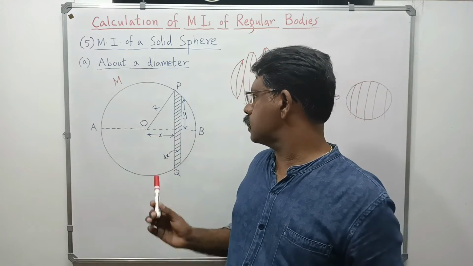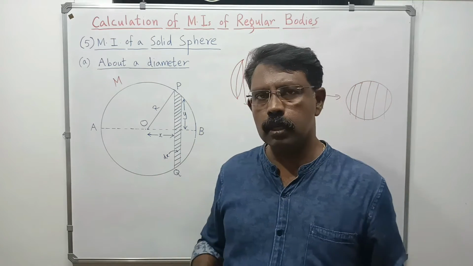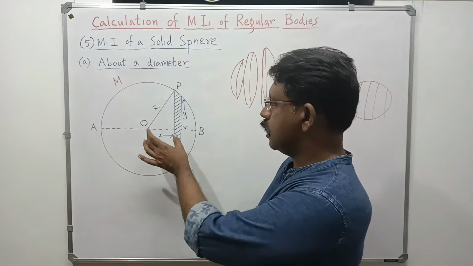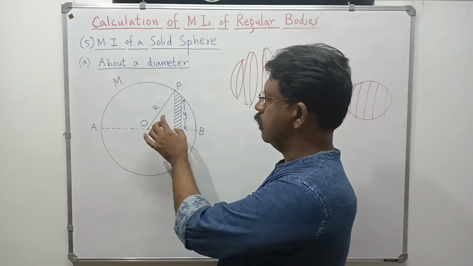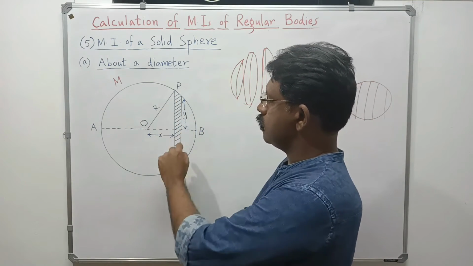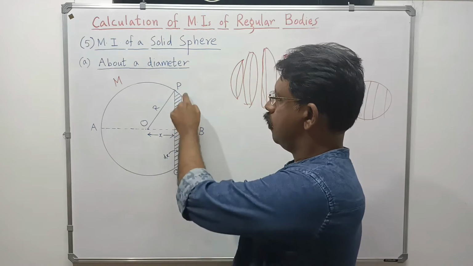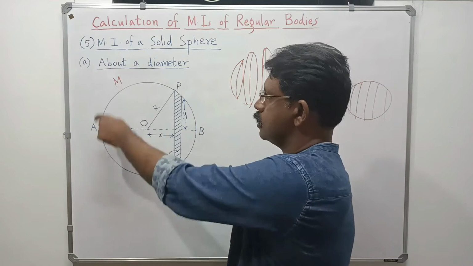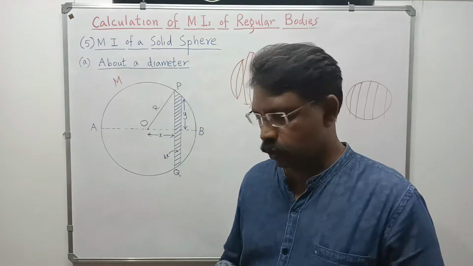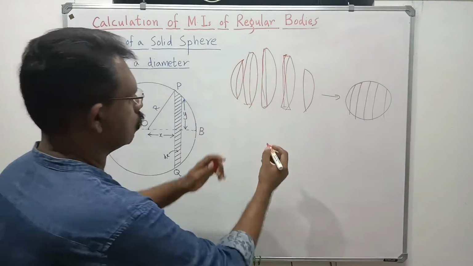I am considering such a disk PQ. What are the measurements of this disk? It is at a distance x from the center. Also, the radius of this disk is y. Here we have x, then y, and here we have R, which is the radius of the solid sphere. When I take it out, it will look like this.